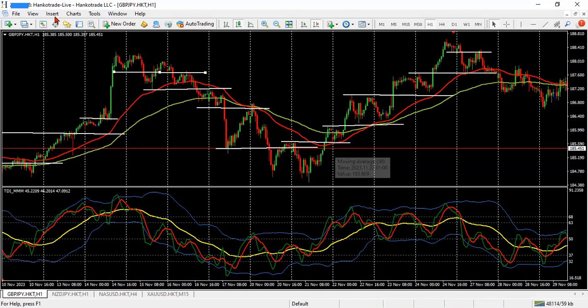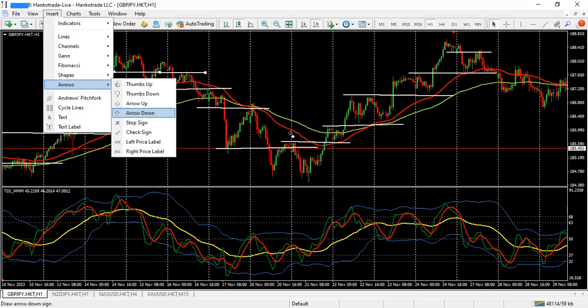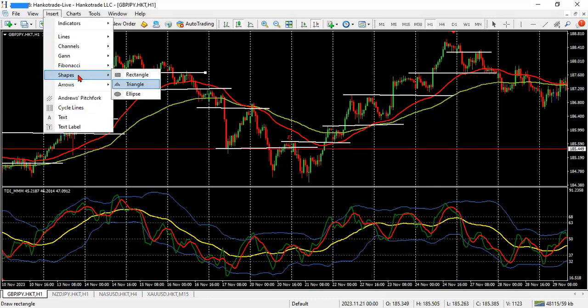Let me just put some arrows here to help y'all see this. All right, so we're gonna put this here, and then we're gonna put this here. I'm trying to make these shapes a little bit bigger.